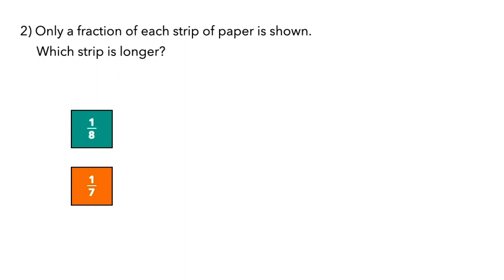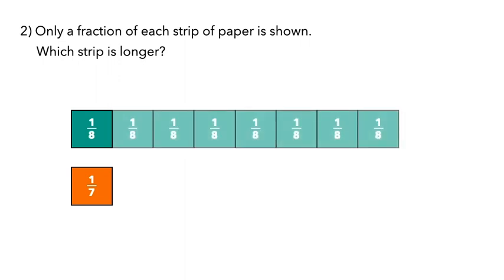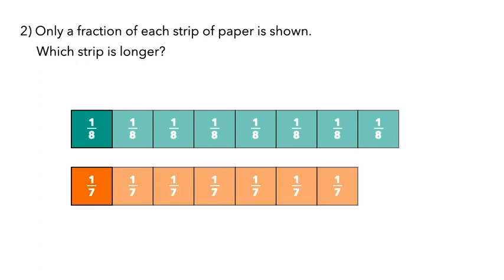Well, if the turquoise bar is working in eighths, we know that we're going to need 8 of them to get back to the original strip. Similarly, if we've got sevenths, we know we only need 7 of those blocks to get back to the original orange bar, meaning that the top bar must have been the longest.